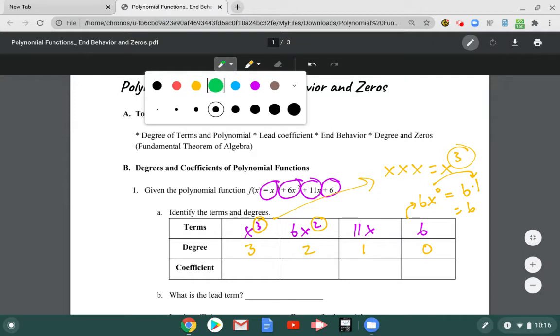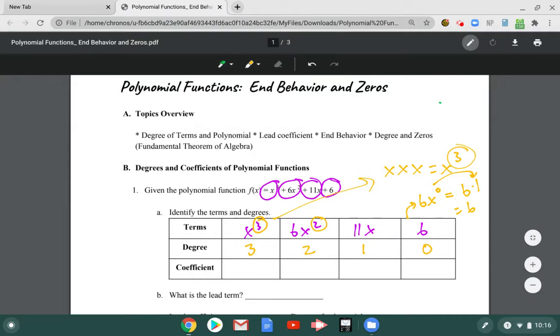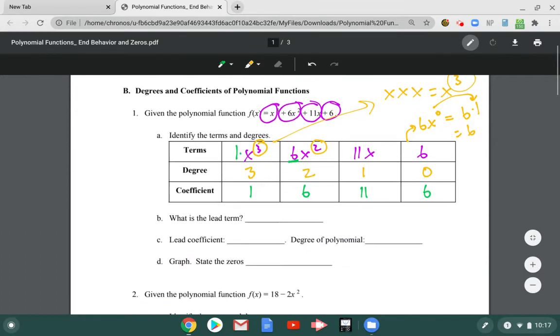The coefficient is the numerical multiplier in front of each term. So if I start here with the second term, we can see that there's a 6 multiplied in front of x squared. So that coefficient is 6. For the first one, the x cubed, I could think of that as a single x cubed, or 1 times. So my coefficient there is 1, 11, and then for the constant term, it's just the term itself, 6.